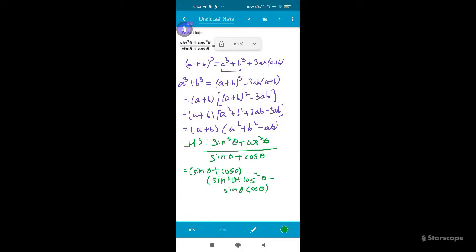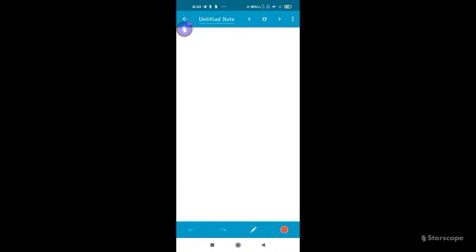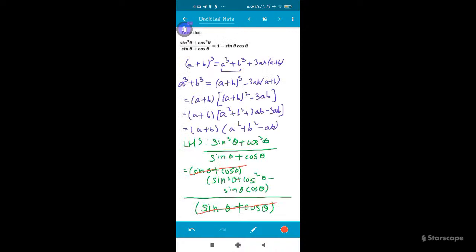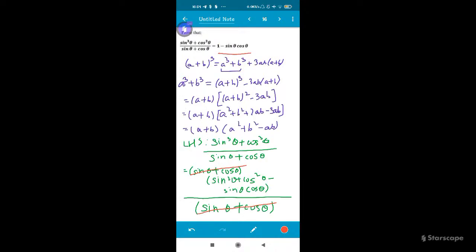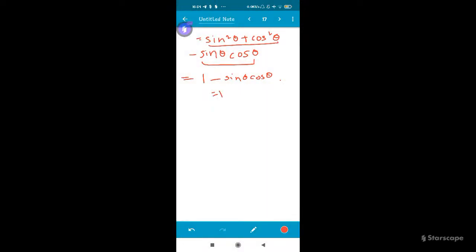And in the denominator we have sinθ + cosθ. So this sinθ + cosθ term can be cancelled out and we are left with sin²θ + cos²θ minus sinθ cosθ. Okay, so sin²θ + cos²θ is 1 and this can be written as it is. So 1 minus sinθ cosθ. So I guess this is what was asked. Yes, 1 minus sinθ cosθ, which is equal to RHS. Proved. So it's very simple. The only criterion is that you have to remember the identities, or even by chance if you forget you can always derive it.